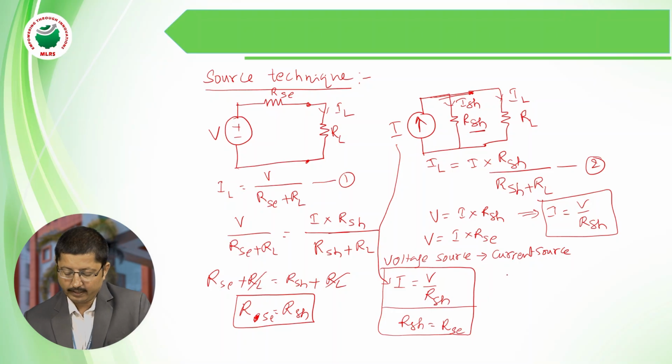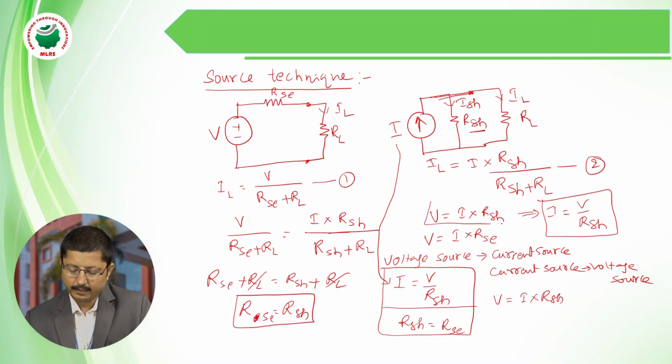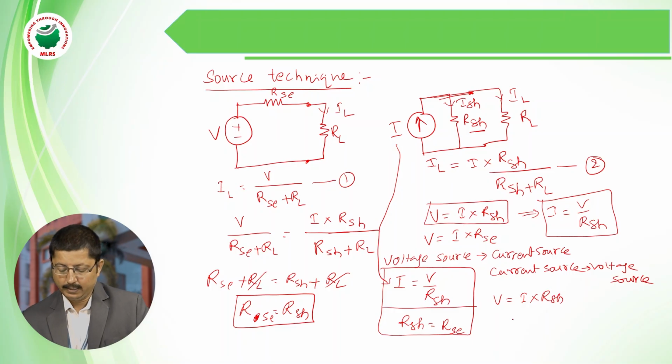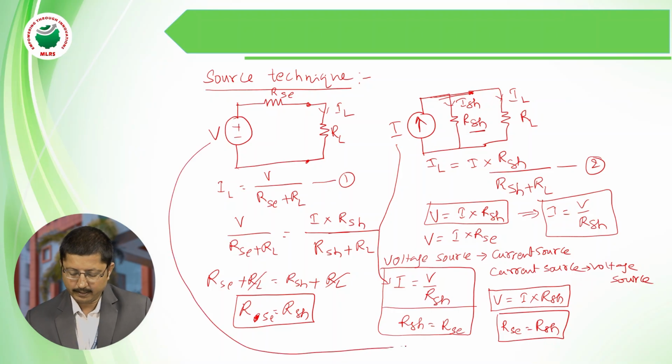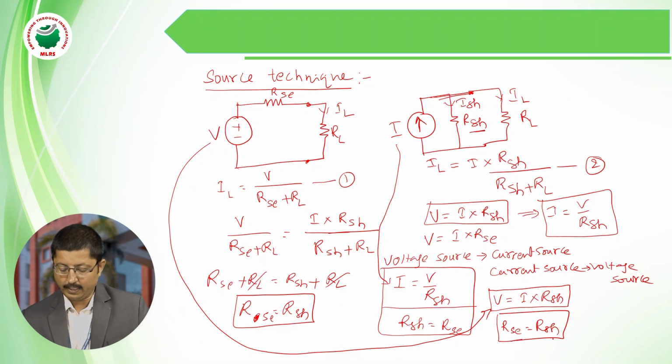Similarly, for conversion from current source to voltage source, V equals I into RSH, whereas RSC is equal to RSH. So V is nothing but I into RSH from this current source, and RSC equals RSH from the current source. So this is the source transformation technique.